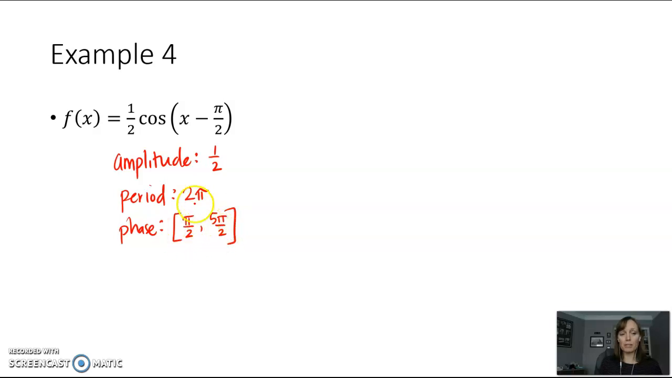So we should be able to see our cosine cycle start and end at these points here. And then the midline doesn't have any change applied to it because nothing's being added or subtracted at the end, so the midline is still at y equals 0. I recommend pausing this video to see if you can graph this first, and then take a look at the graph with me.